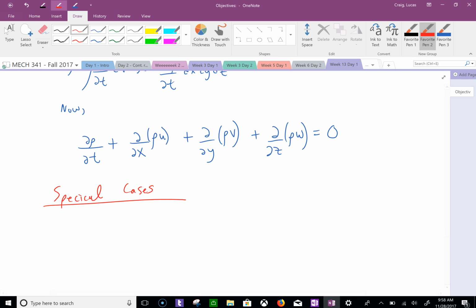Special case, actually let's just do one. We'll do steady, incompressible flow. What does that mean? Does the density change in time? No. So what happens here? You can take density out, and then density ends up going away, so you end up getting this.